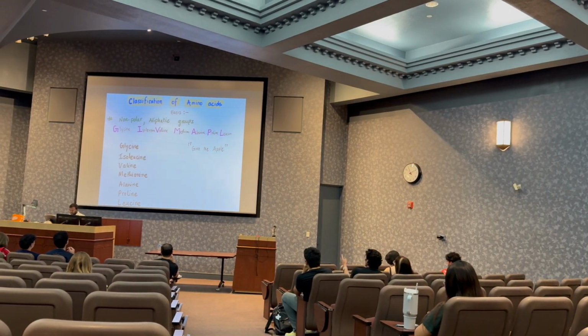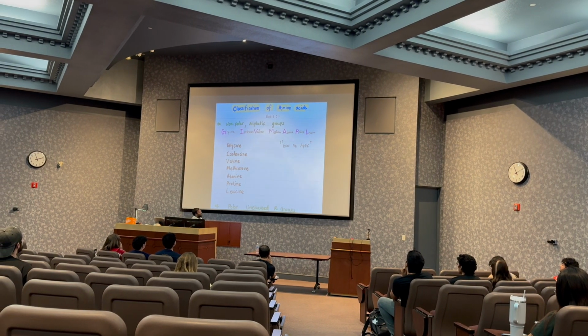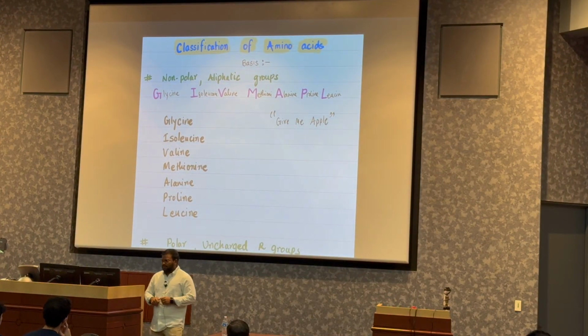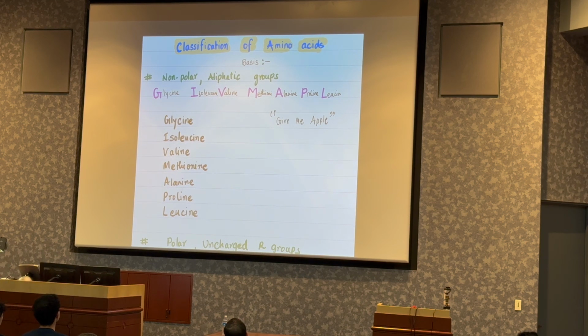I don't know whether you remember all those amino acids of different categories, but I have a few mnemonics to teach you how you can remember the names of the amino acids. The first category of amino acid is aliphatic nonpolar groups, and these are glycine, isoleucine, leucine, valine, methionine, alanine, proline, and leucine. So the mnemonic is "give me apple."